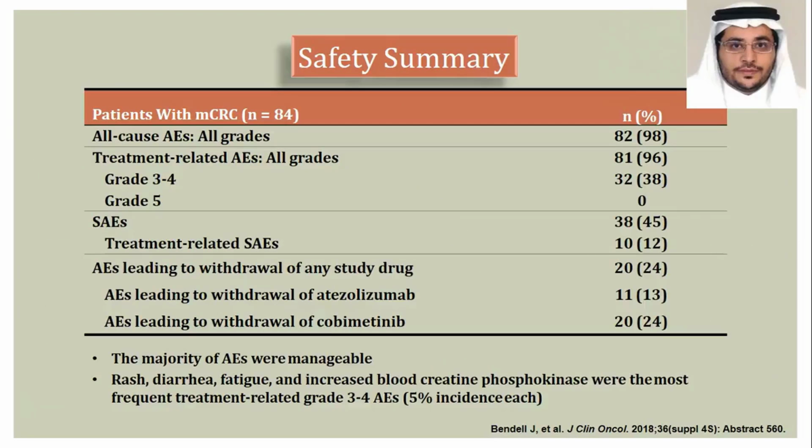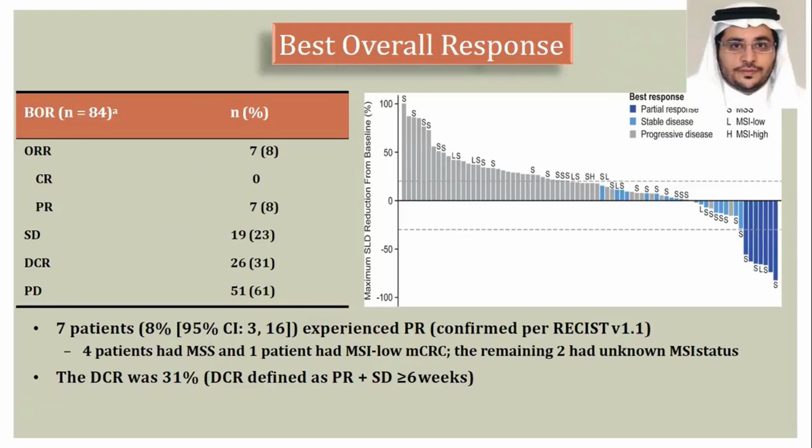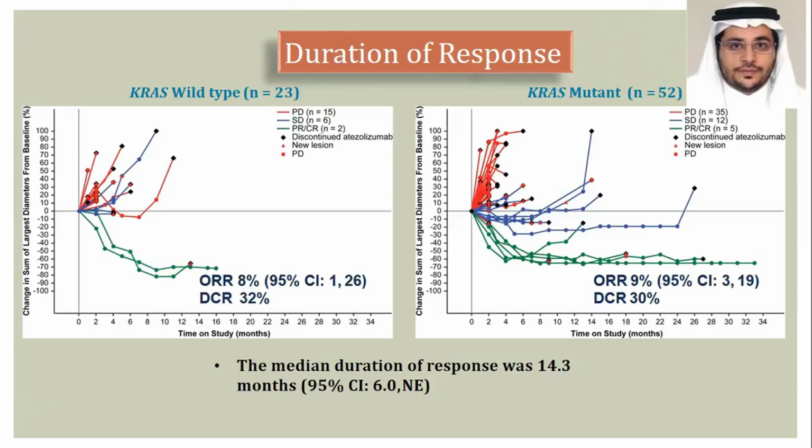Now, in terms of side effects, grade 3 and 4 is almost 40% when they combine the MEK inhibitor plus immunotherapy. And if you look at the response rates, there was no complete response. The partial response was 8%, and stable disease 23%. So the use of immunotherapy in MS stable disease was not very striking. Even the duration of response was almost 8 to 9 months, and disease control 30%, which is not something striking like the MSI high.